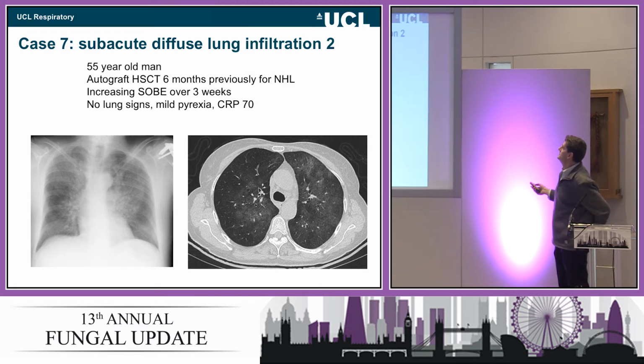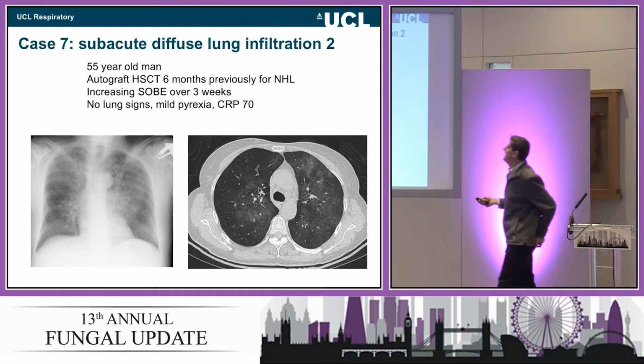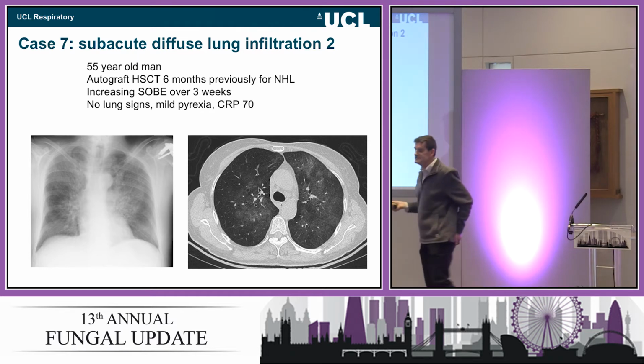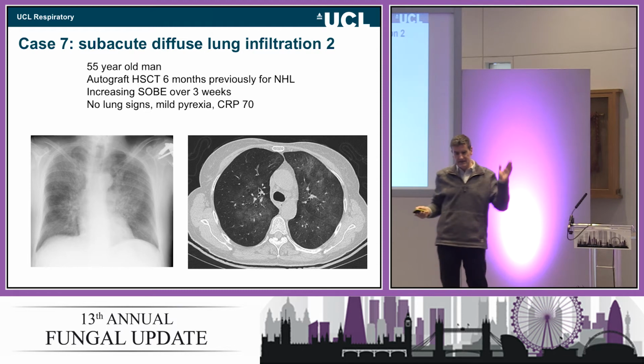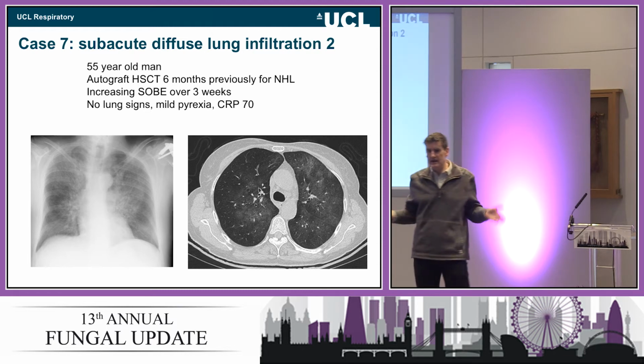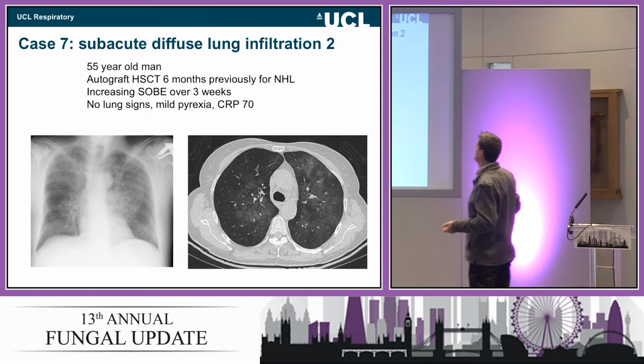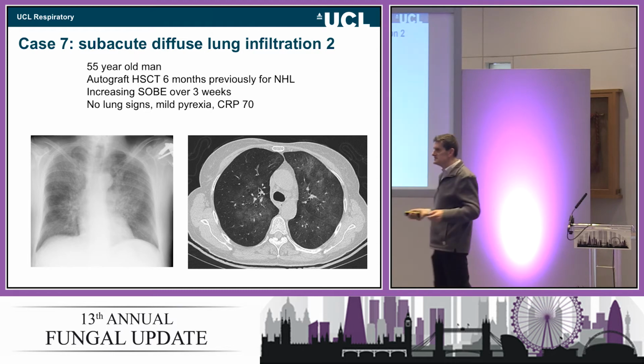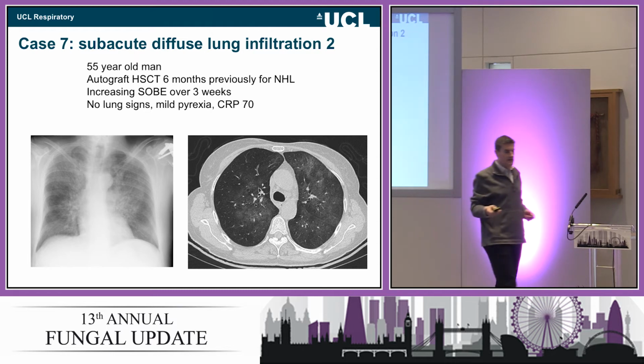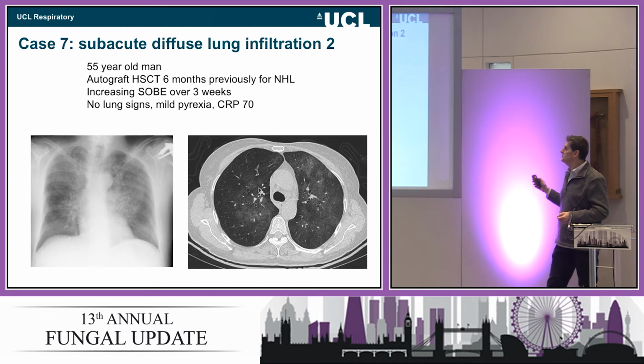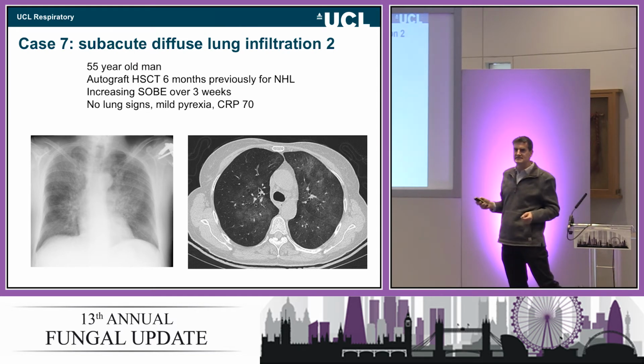This is a lovely, very obvious case. 55-year-old man, autograft 6 months previously, increasing dyspnea, progressively getting worse over a period of 3 weeks, that chest X-ray, low-grade fever, not much of a CRP. What is the diagnosis? Pneumocystis. And we prove the diagnosis by doing what?